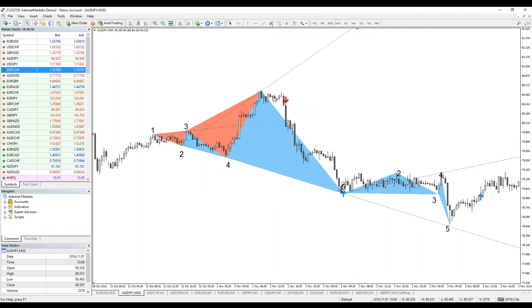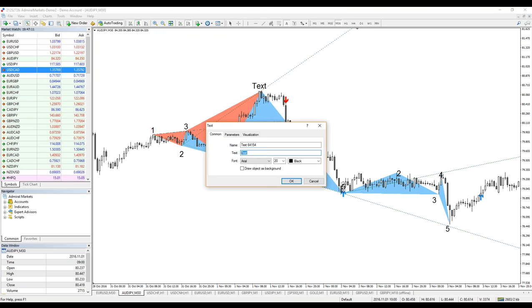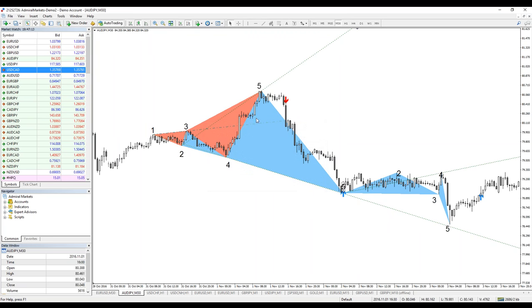And point 5 is the top after point 4. This was the top, guys. Here. Sometimes you might see that this top can be extended, of course. It can go here and here and there, but it doesn't matter because once you determine point 5, you just need to wait for point 1 to 3 break. This is the signal. This candle that broke through this 1 to 3 trend line is the signal, guys.